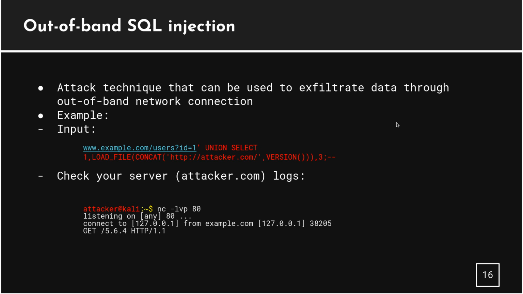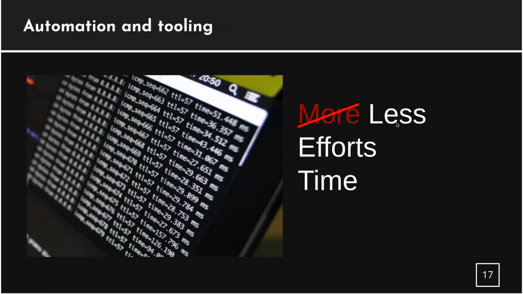So this was the out-of-band SQL injection, the final type of SQL injection. Now let's move on to automation and tooling. It was interesting to cover all the types of SQL injection, but we still saw that some types, certainly the blind ones, take a lot of time and effort to reach our goals, whether that would be leaking data or inserting data, etc.